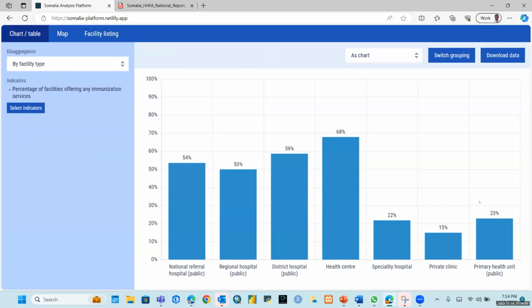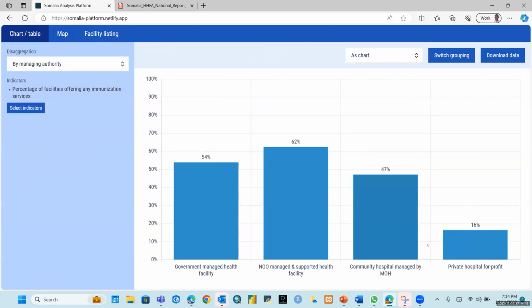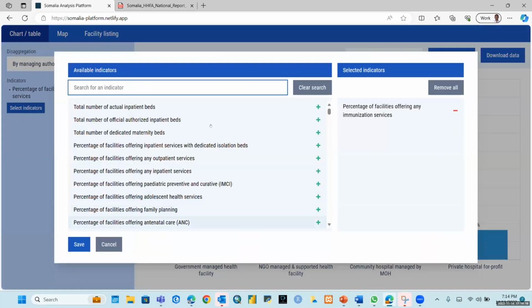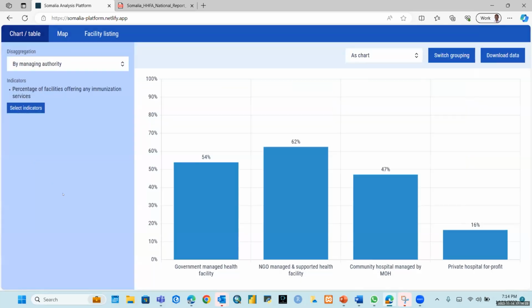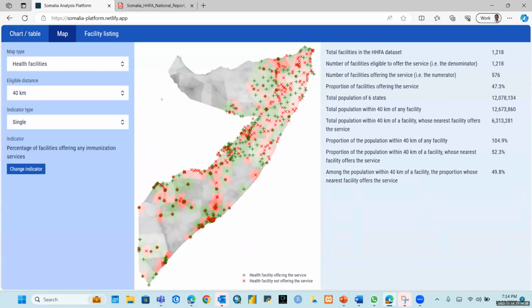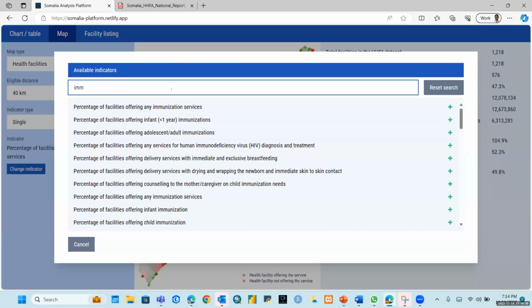As I have shown also in the presentation, we can generate the indicators by health facility type, by geographical area, by state, and also by management authority for each indicator. So it will make it more interactive, and anyone will easily use based on their need. Here also, service availability for different services. They can select any indicators, for example, immunization.